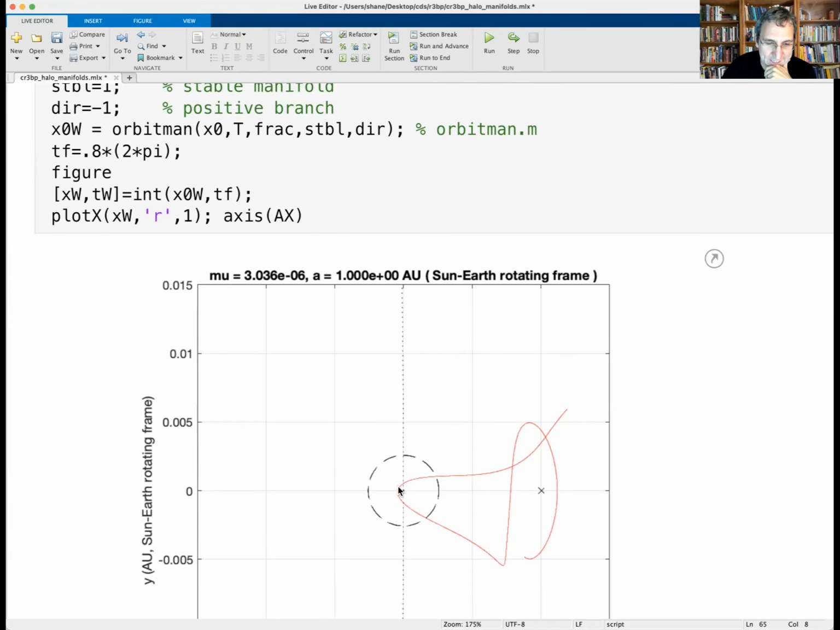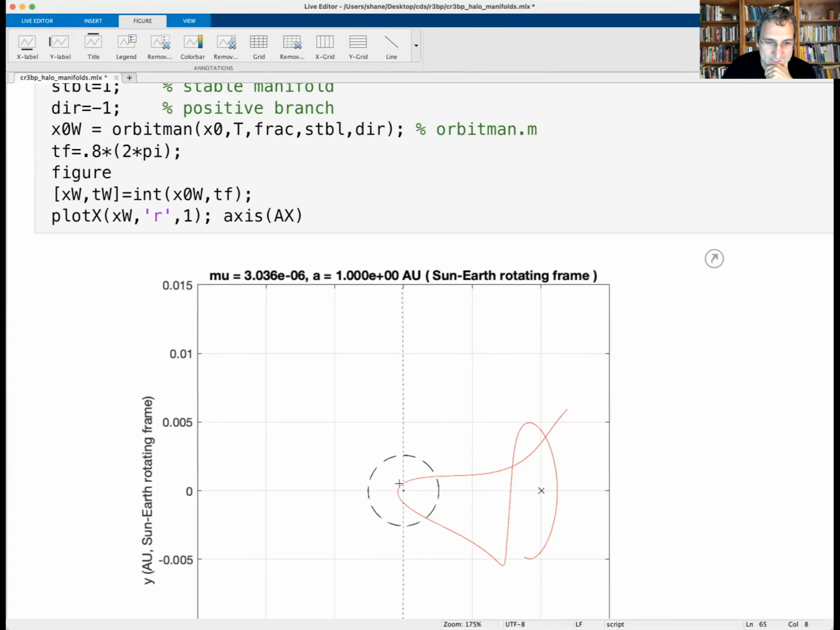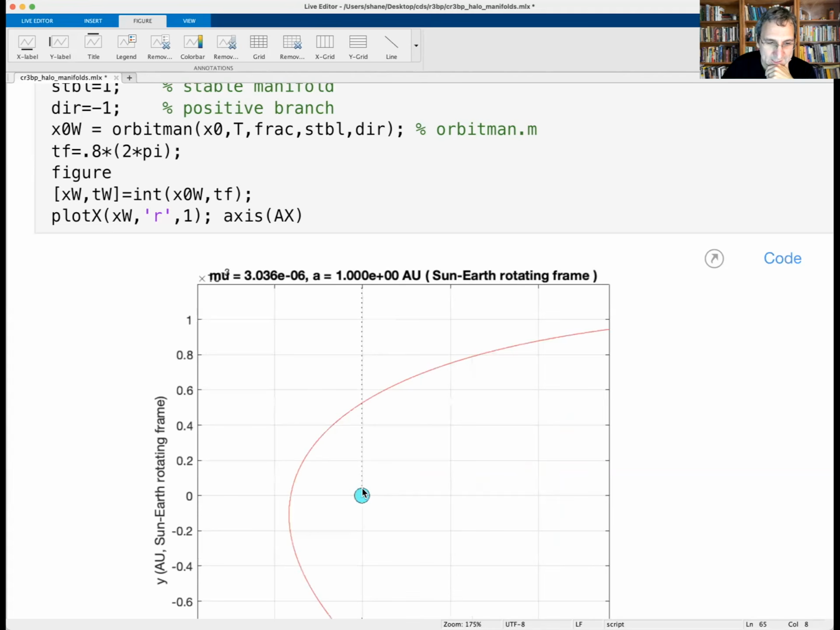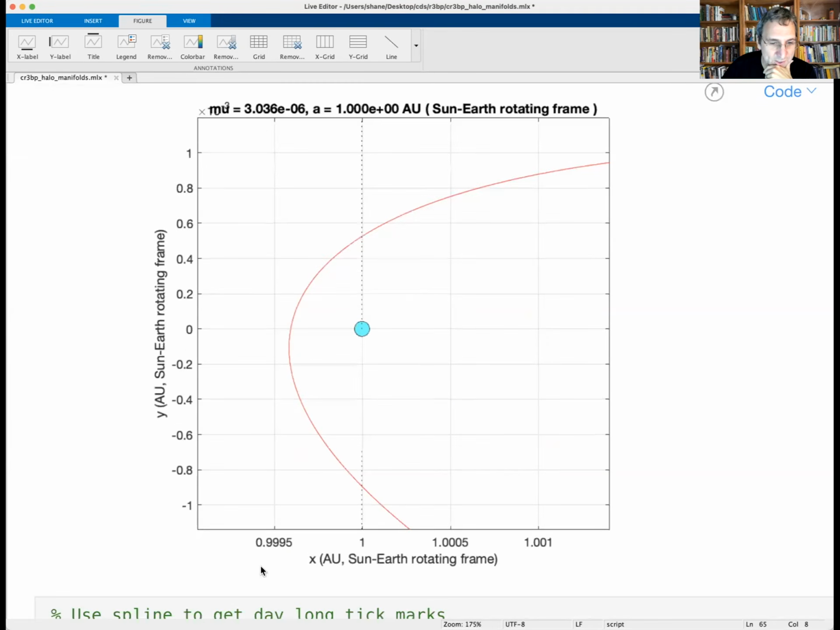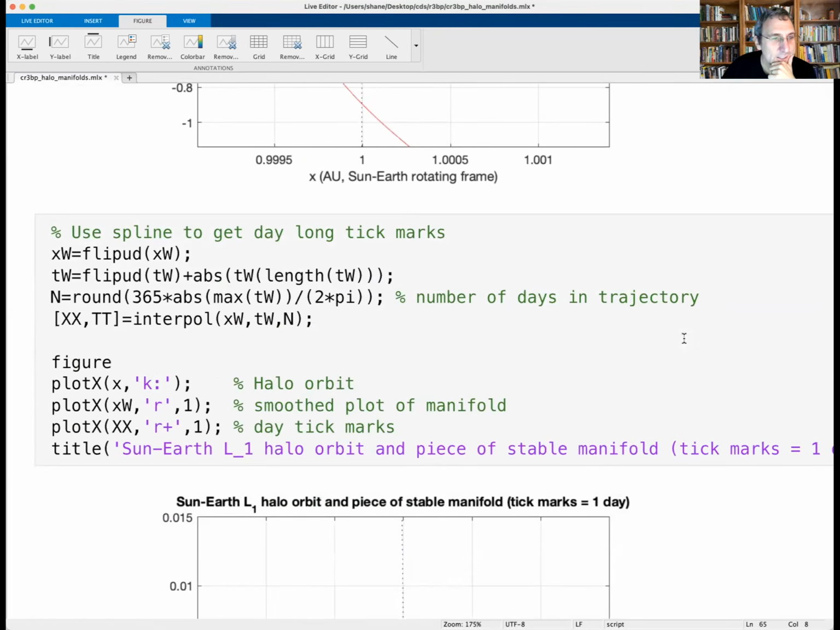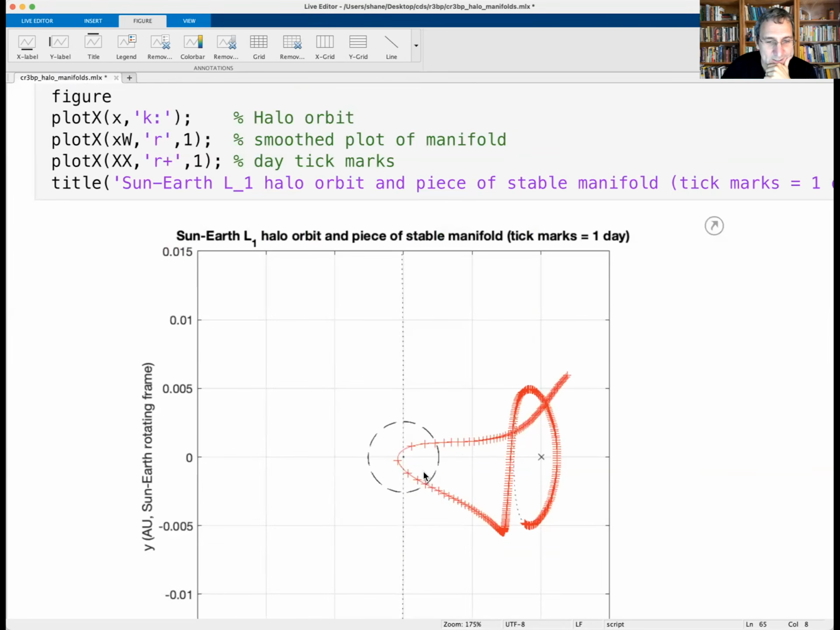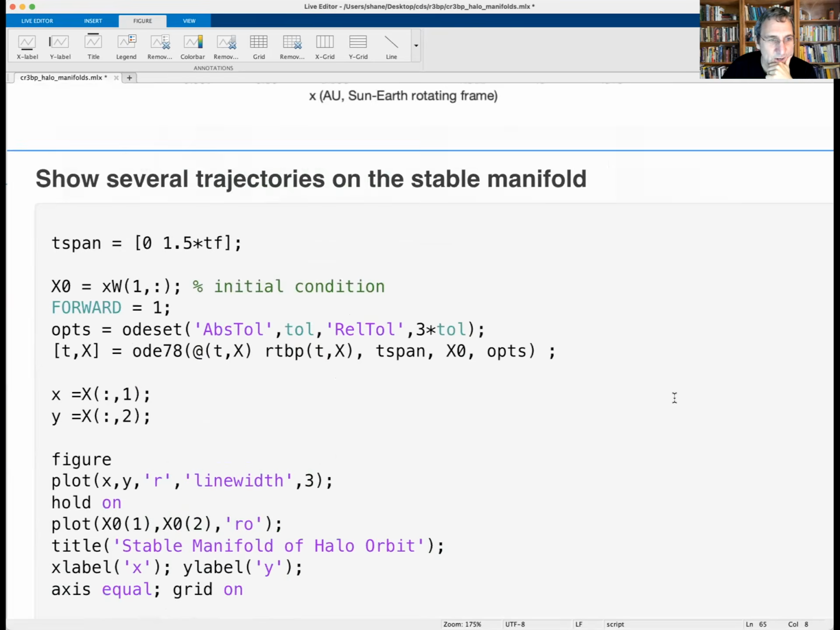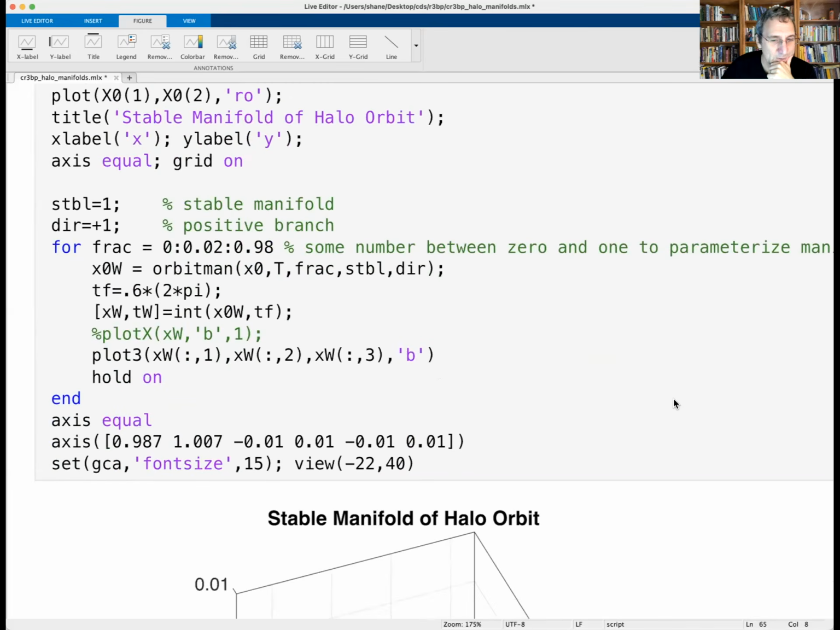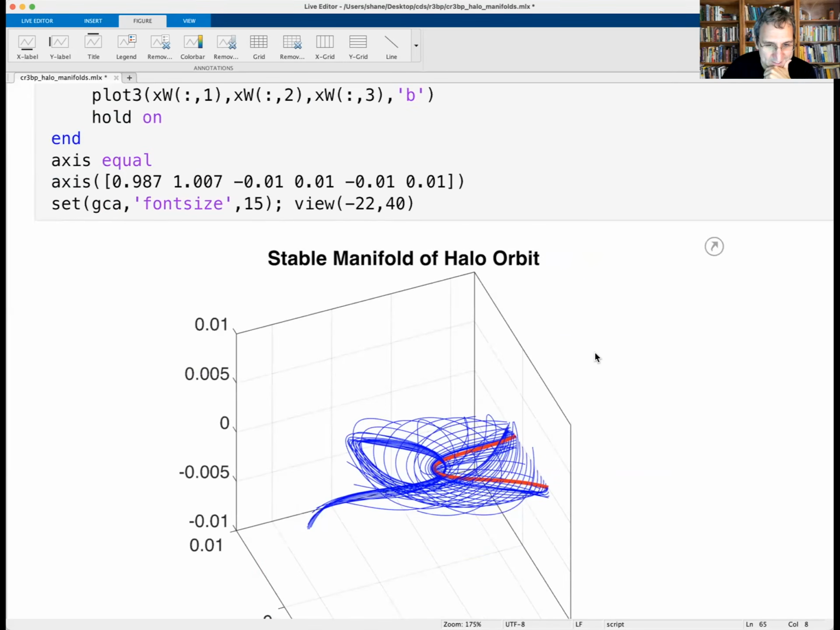Oh, okay, good. I'm noticing that this is getting closer and closer to intersecting the Earth. I think I have this set up so that this is the actual size of the Earth. So this is a circle with a radius of 6,378 kilometers. But this is in units, we're writing everything in units of AU. All right. So you could add tick marks. You could show the whole manifold. So this is showing.